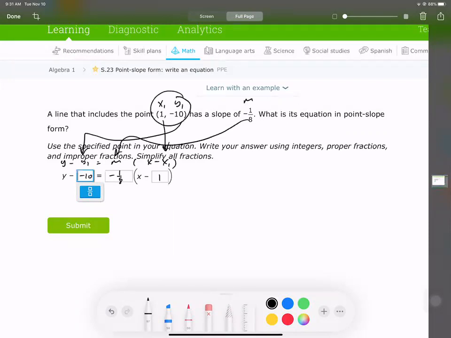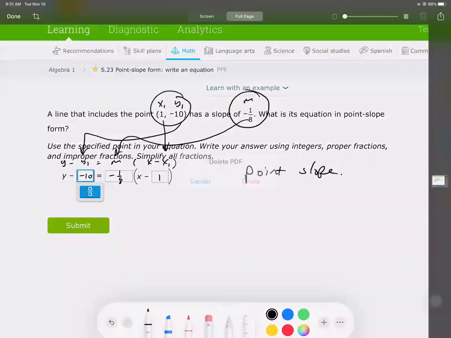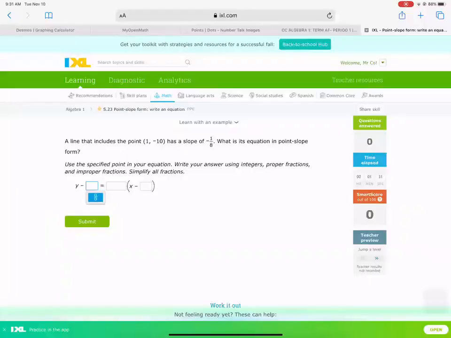My point and my slope. That's why I call this point-slope form, because you can write an equation from any point on the graph and the slope. Easy, right? Okay, let's make this skip to the next level.